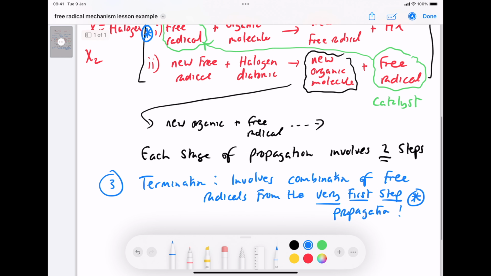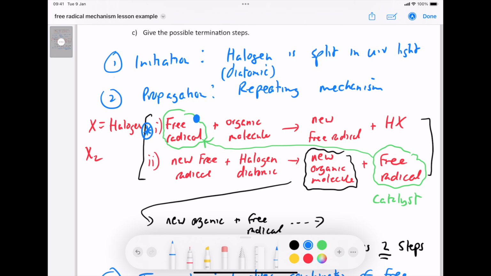So a combination of the free radicals from the very first step. So what are those radicals? If I just put a little dot there, it's this one. It's the blue, that one combining with that one. So I'm talking about those two. And I'll demonstrate this with this actual example. So that's how you would terminate this reaction, by combination of those radicals.